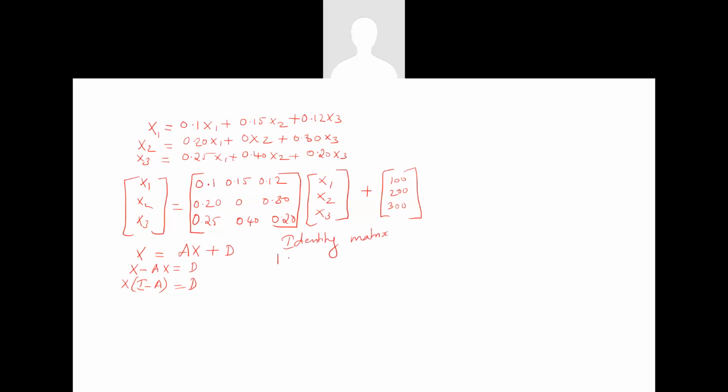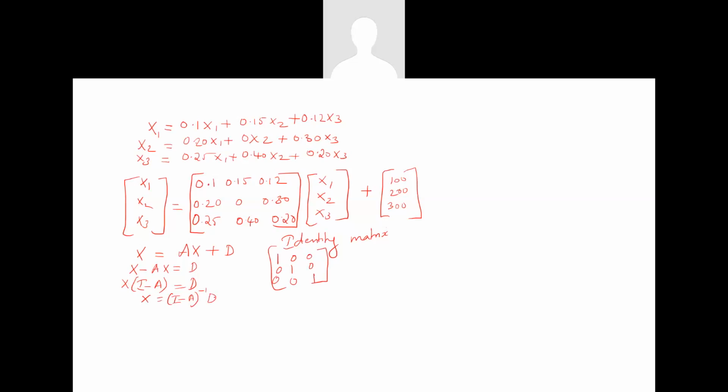You know that an identity matrix or a unit matrix is 1 0 0, 0 1 0, 0 0 1. So this is how you form an identity matrix. So this is how you solve it. X into I minus A is equal to D. So from this you write X is equal to I minus A inverse.